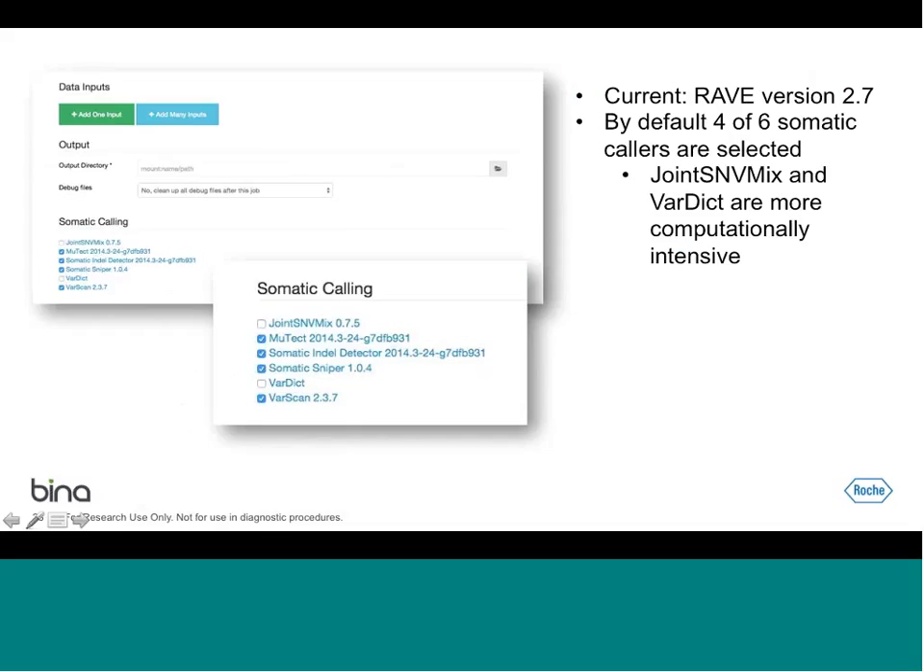All right. You can see here we have the 5 somatic calling tools that were mentioned, as well as the machine learning algorithm, and somatic indel detector. So you have a choice of a total of 6 tools. By default, in the current version of Rave, version 2.7, 4 of the 6 are selected. You can go ahead and select all 6. It's just that the other 2 are a little bit more computationally intensive, but there's no harm in running those as well.